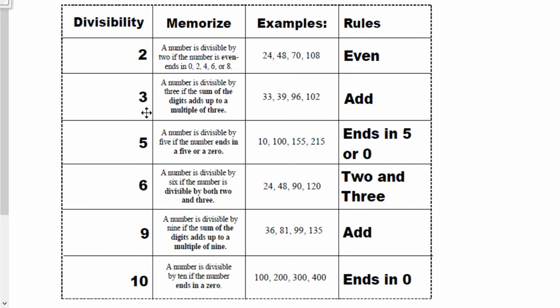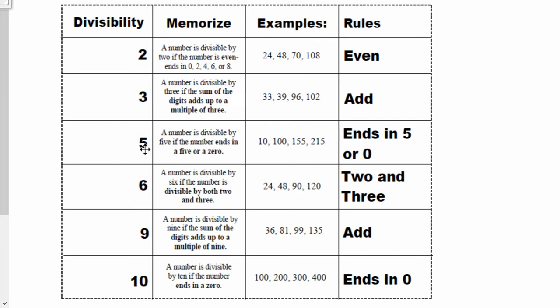For 3, the first thing you do is add up the numbers in the problem and find out if that can be divided by 3. So here we have 33. 3 plus 3 is 6. 6 can be divided by 3. So 33 works. 3 plus 9 is 12. 12 can be divided by 3. So 3 works for 39. Same thing here. So 102, 1 plus 0 plus 2 is 3. 3 can be divided by 3.